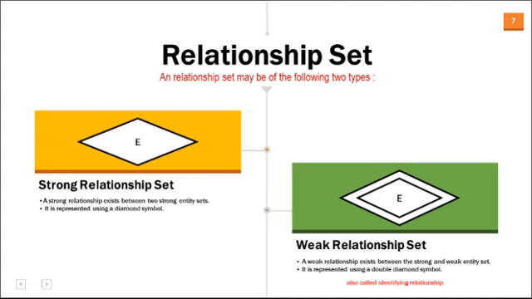It will be represented by a diamond symbol. Next, weak relationship set. When my relationship is between a strong and a weak entity set, then I can say my relationship will be a weak relationship set. It will be represented by a double diamond sign.